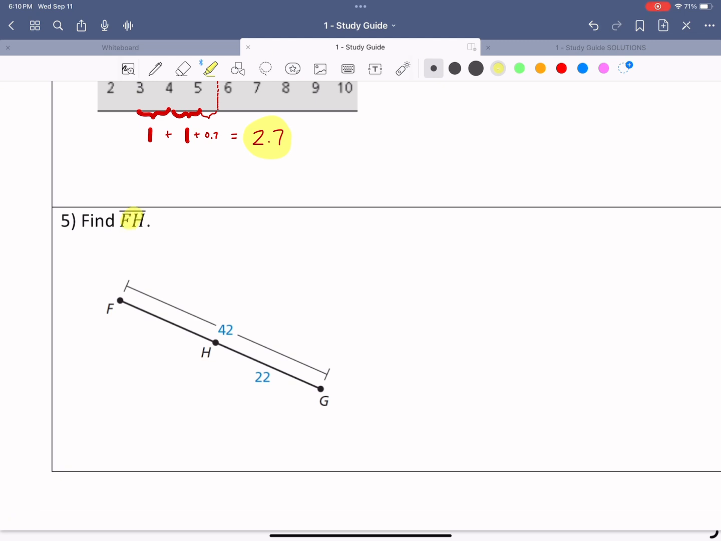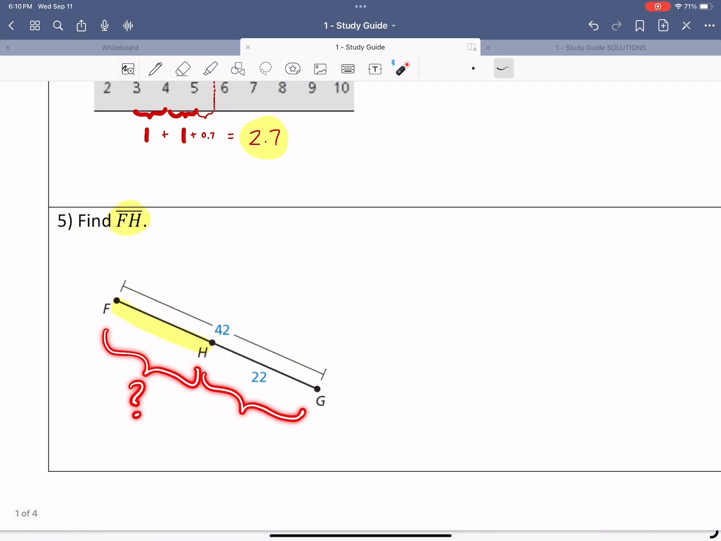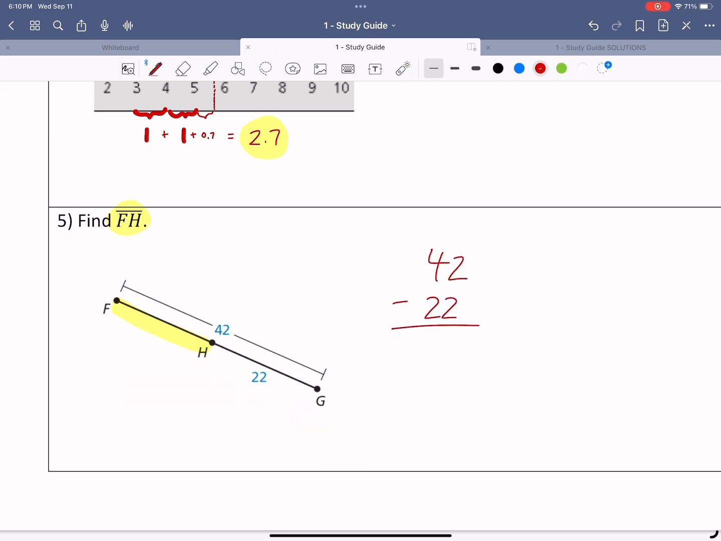Find FH. Always read the problem. This is what they're asking you to find. So they tell you that the total is 42 and that this part of it is 22. Well, that means that this one and this one technically need to add together to equal the total amount. That's 42. Or if you want to think about it another way, the total length subtracted by that partial length should give you whatever the highlighted part is. And so if you can do any sort of basic addition or subtraction, you should end up with 20. And that's going to be your FH value.